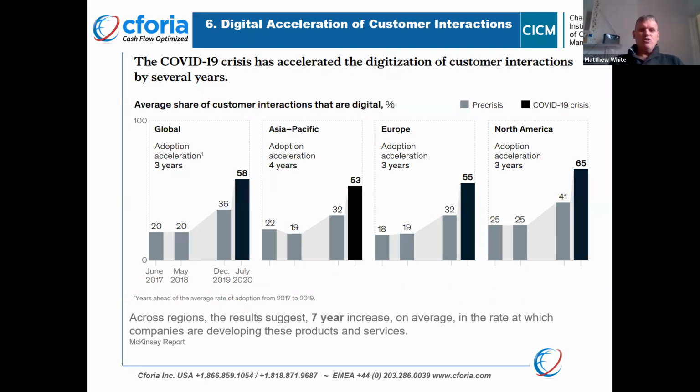This is just a snapshot of what was happening pre-pandemic. You can see back in 2017, 2018, to what happened during the preceding 2 to 3 years in relation to the uplift of those digital customer interactions.